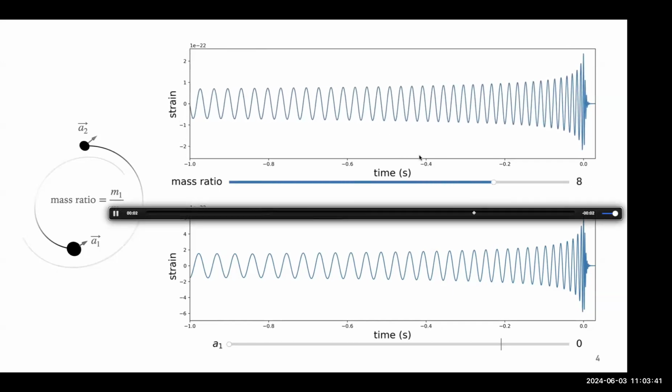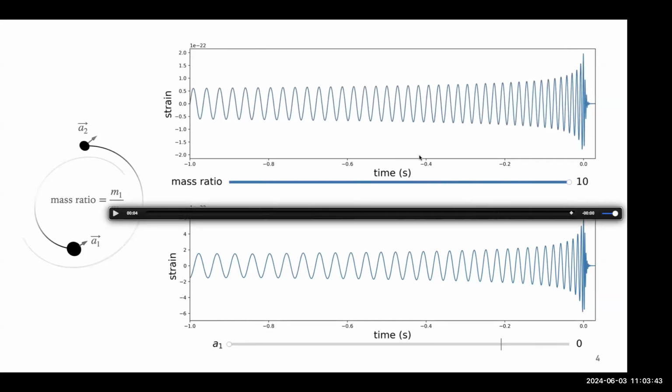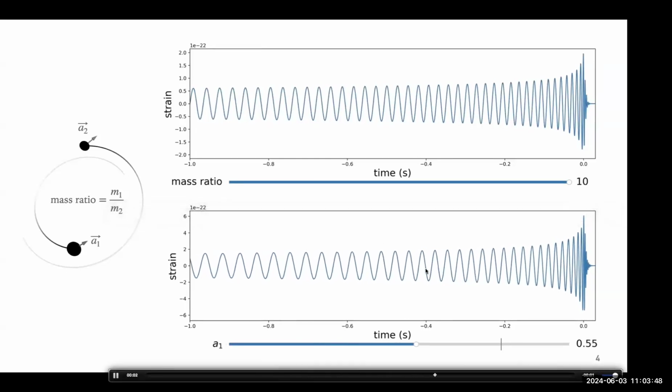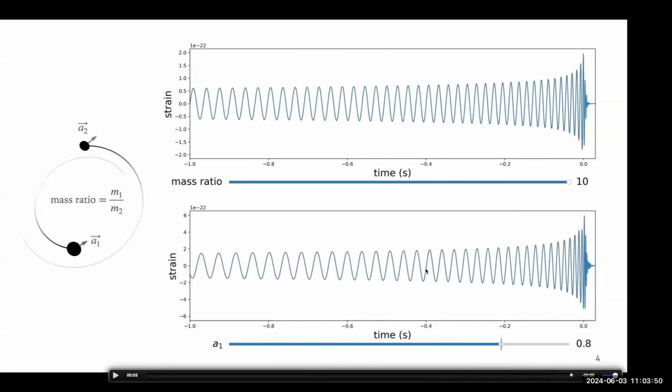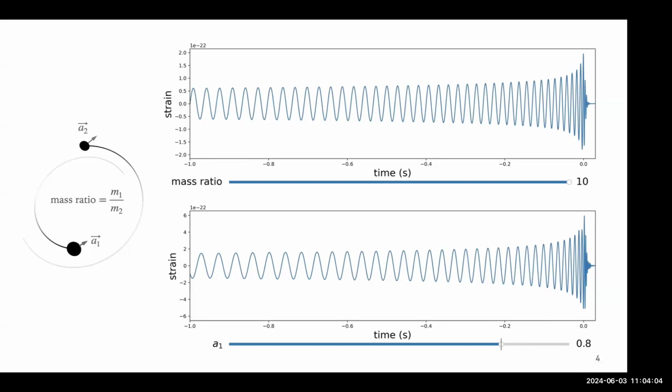As you change the mass ratio, you can see how the frequency changes and the shape of the gravitational waves changes. And similarly if you change the spin. I stop at 0.8 here because it's kind of hard to simulate black holes with higher spins than that. There's definitely tools that do it, but this one I actually generated using a model, which I'll tell you about more in a minute.